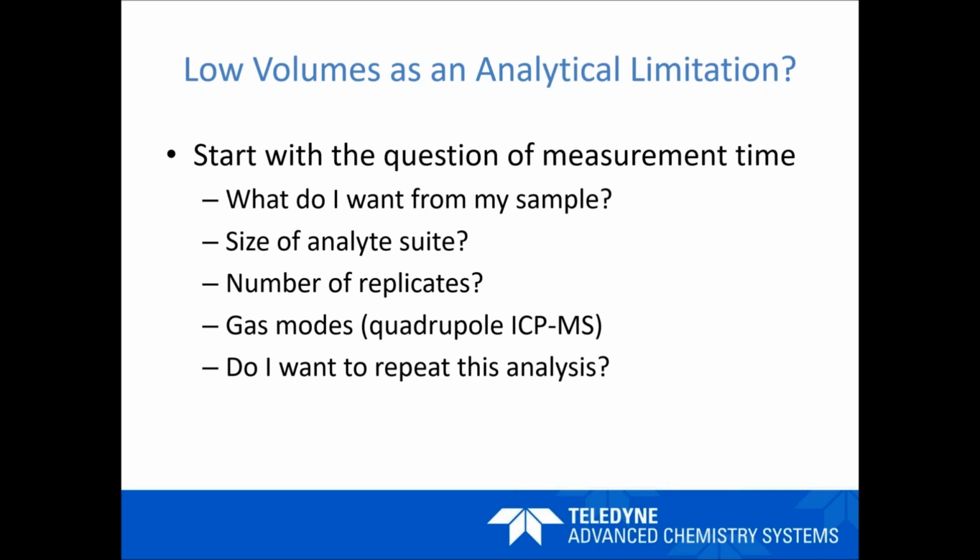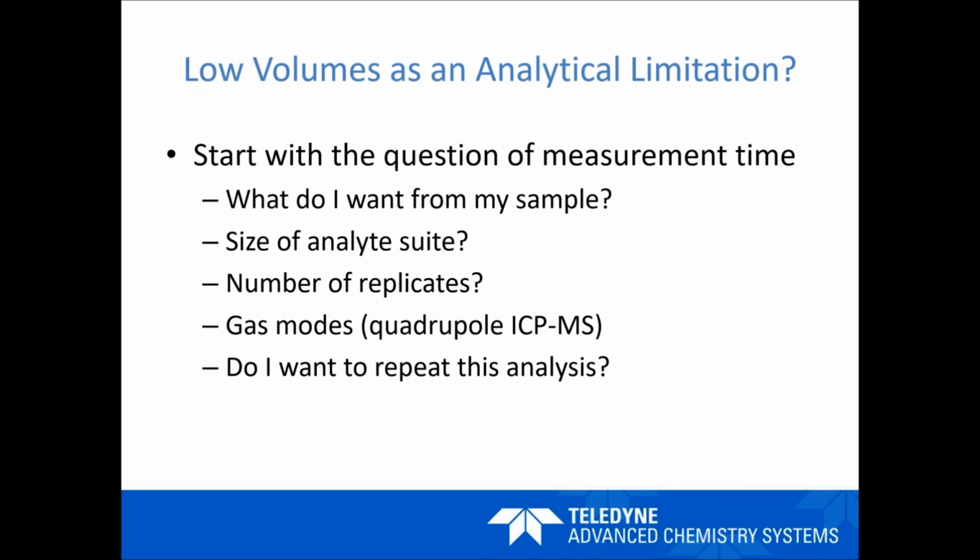So what do I want to get from my sample? What size of analyte suite do I want? Do I want just 5 elements, 5 isotopes? Do I want 50 elements and 50 isotopes? How big is that analyte suite going to be? For quadrupole-based ICP-MS, as a general rule of thumb, the larger the analyte suite, the longer the measurement time that you need. How many replicates do I want? Do I want 3 replicate measurements when I do this? Do I want 4? Do I want 5? Again, that affects the measurement time.